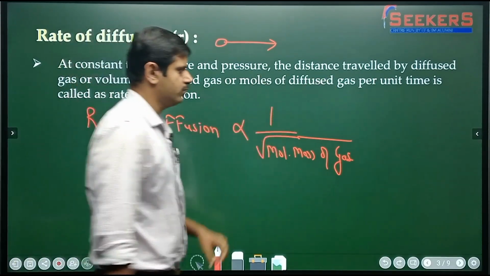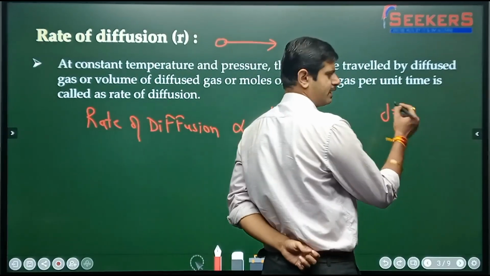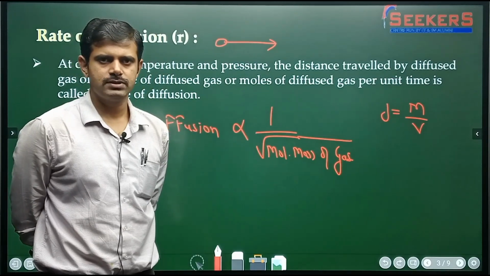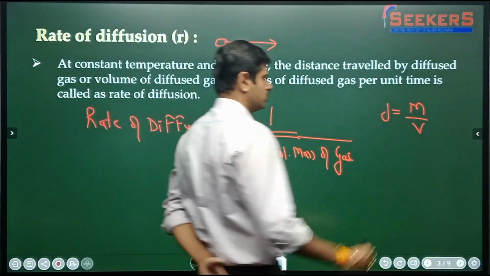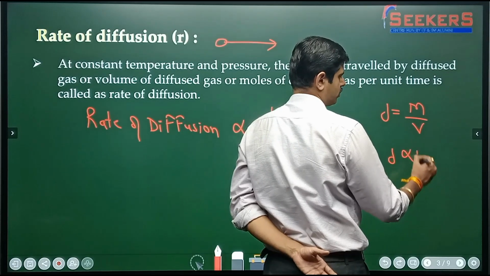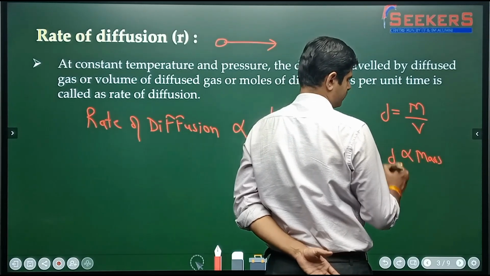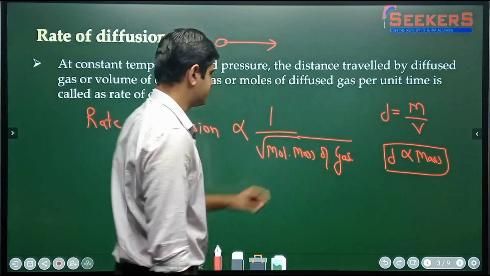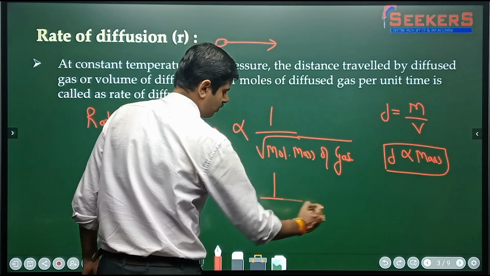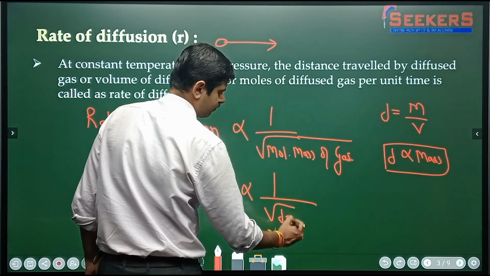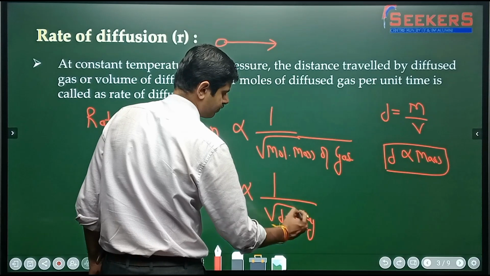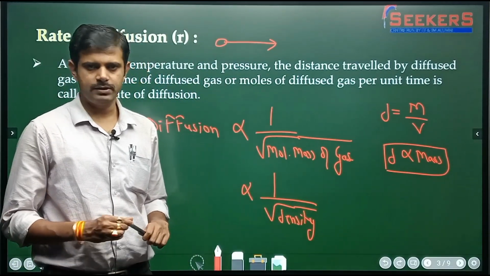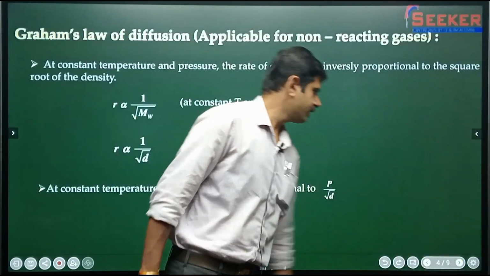We can also write, we know that the density of any gas is equal to mass divided by volume. Density is directly proportional to mass. So what I can write here is, I can take out this molecular mass, and instead put inversely proportional to 1 by root of the density of the gas. Now what happens in this case?